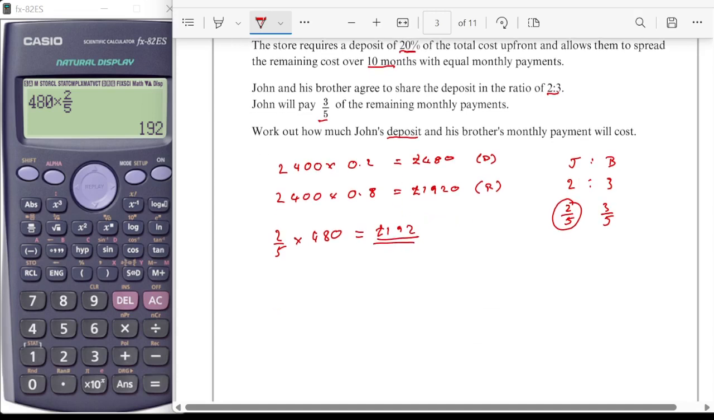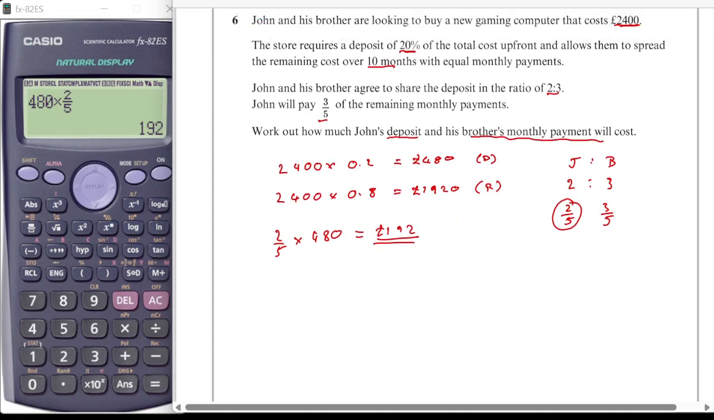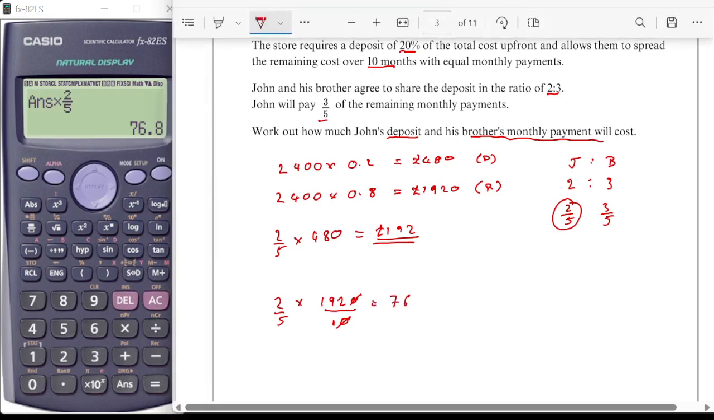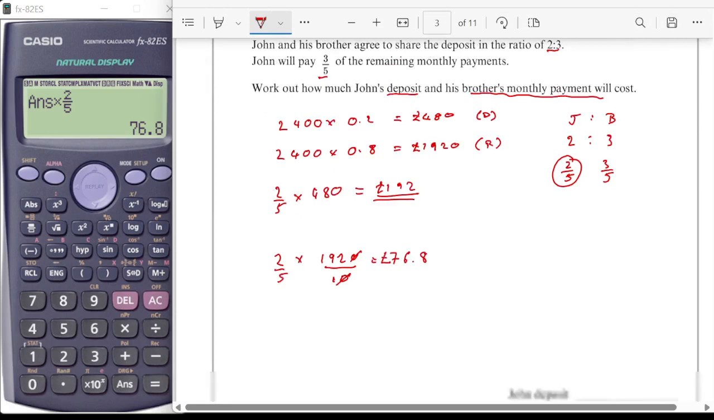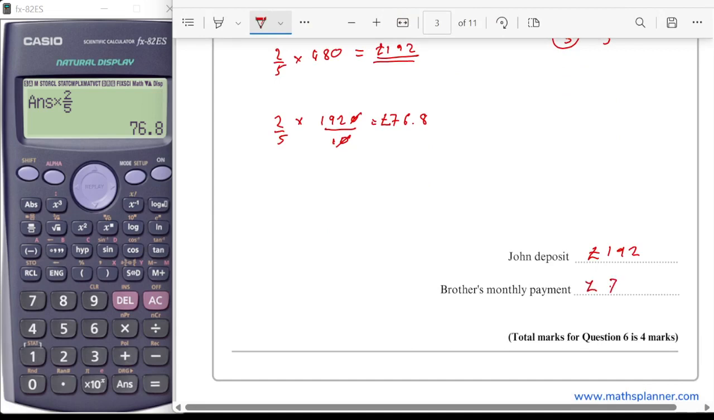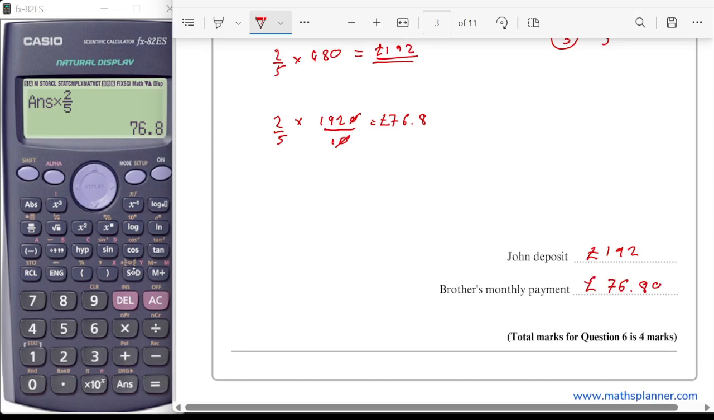And the other one is the brother's monthly payment. So the brother's monthly payment is going to be 2/5 again. It's going to be 2/5 of, so again 2/5 times by this value, the remaining, divided by 10. So I'm going to cancel the zeros off straight away and then just change this to, actually 192 is my last answer. So the brother's monthly payment will be £76.8. Okay, so John's deposit is 192, and then the brother's monthly payment is 76.80. Just to put it in pounds and pence.